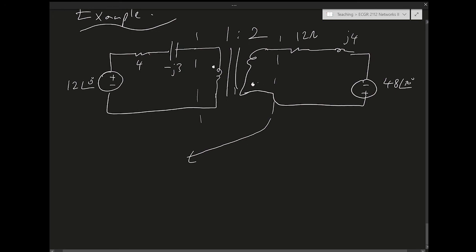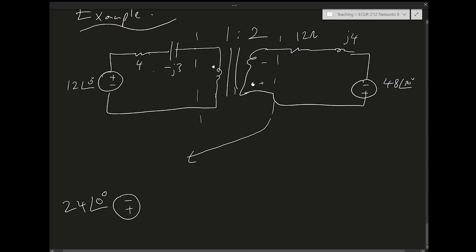Its polarity is going to be in this direction because the dot is oriented that way. So the Thevenin voltage in this case is going to be flipped. This is going to be 20 compared to this 12 volt. So it's going to be 24 volts because the voltage was stepped up.